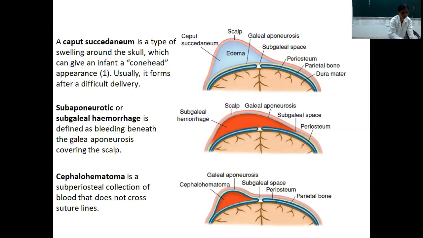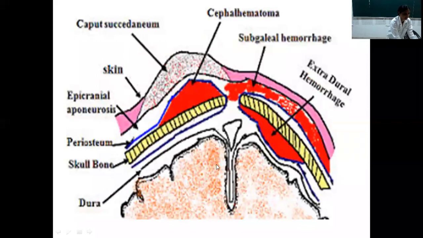So what is the cause of this subaponeurotic hemorrhage? You see, in case of trauma or a fracture of the skull, what happened? These bones are fractured. Then the blood, the intracranial hematoma, may extend. In this diagram, you can see the fracture of the bone. So what happened? The hematoma extends through this fracture line into this subgaleal space, meaning the subaponeurotic space.